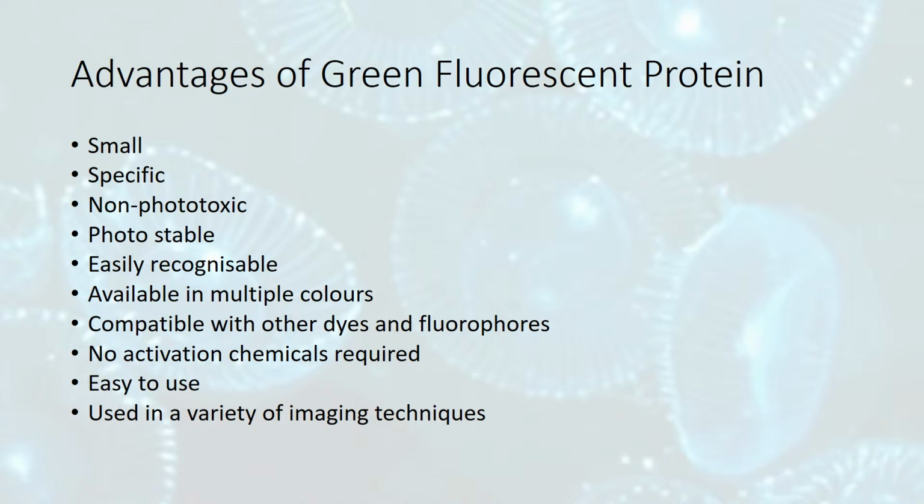Green fluorescent proteins are tiny. They can be added to a particular gene or tagged to a specific structure or organelle within a cell and not interfere with its activity. It simply makes whatever it has an affinity for glow when activated.